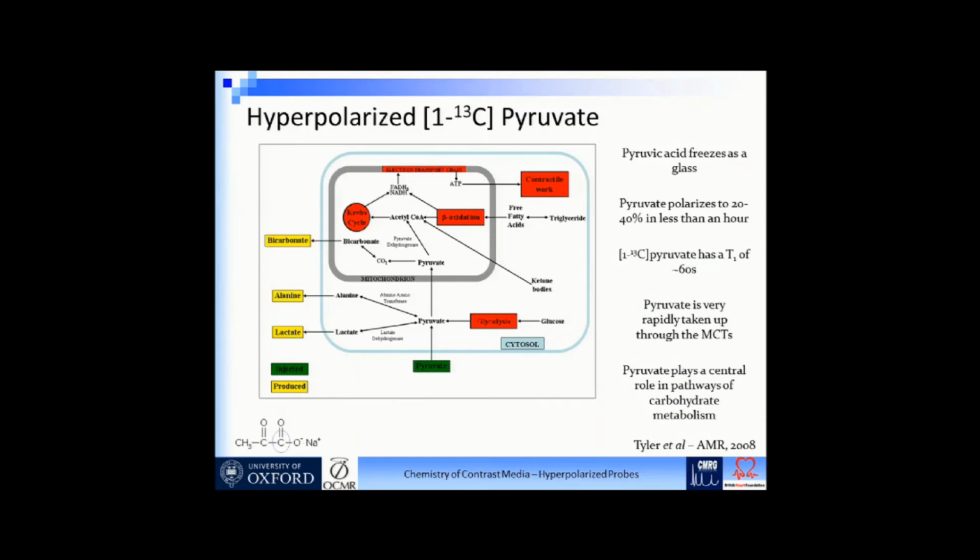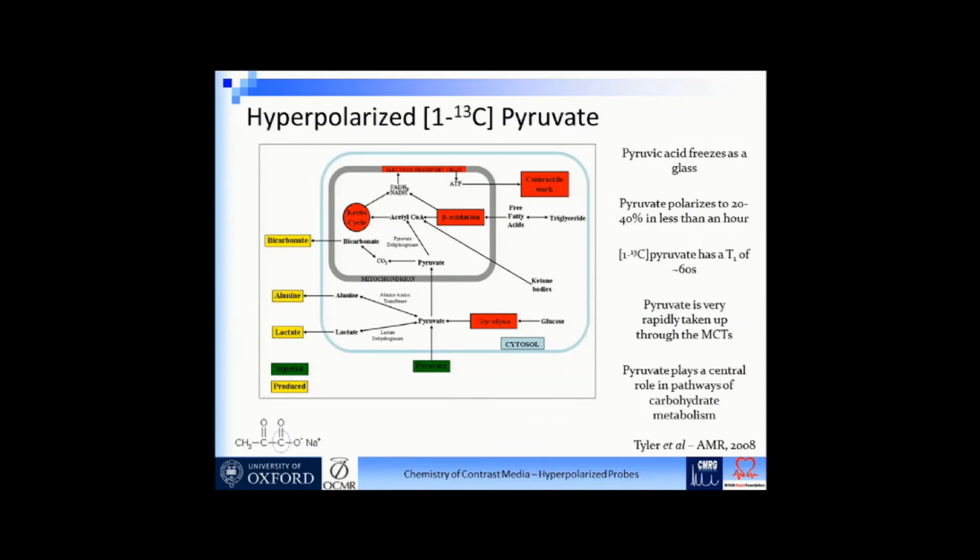It polarizes very well, so you can get a polarization of somewhere between 20 and 40% in less than an hour. Higher field strength polarizer systems are coming online, which are taking that up to the 50 to 60% mark. It's got a relatively long T1 in that first carbon position, of the order of 60 seconds. It's very rapidly taken up into cells through the monocarboxylate transporters. And it plays a very central role in the pathways of carbohydrate metabolism.